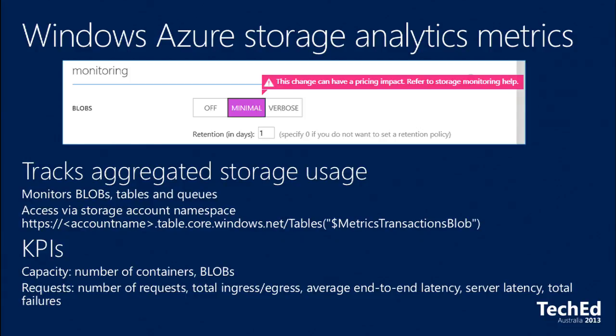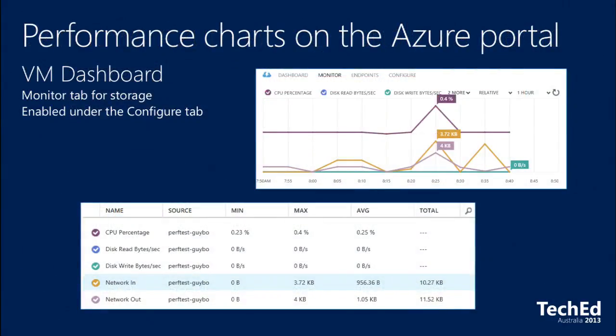Server latency, failures, things like that all get recorded as part of these metrics. They've got some performance charts on the dashboard that show you how the storage is performing. It's got summaries there of CPU percentage, disk reads, all that sort of stuff from the storage account point of view. But you need to enable that and then let it run for a while before it starts to collect the data.